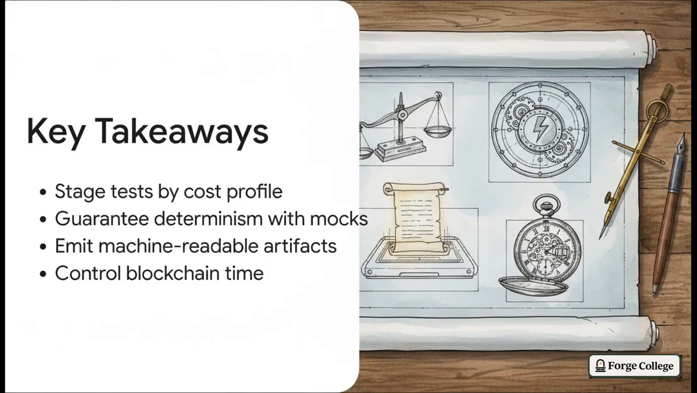Before you go tackle the actual code implementation in your upcoming lesson, burn these key takeaways into your brain. Stage your tests by their cost profile to balance developer speed with main branch safety. Enforce absolute determinism using mocks. Always generate pipeline visible artifacts. And finally, take control of the flow of blockchain time to kill that test flakiness once and for all.